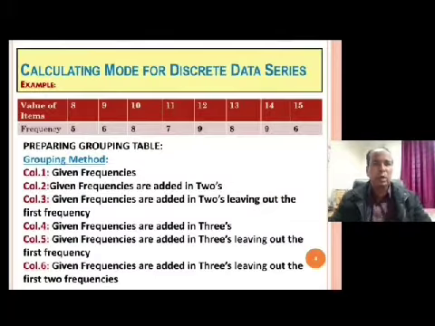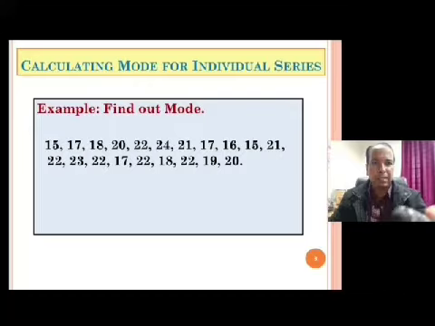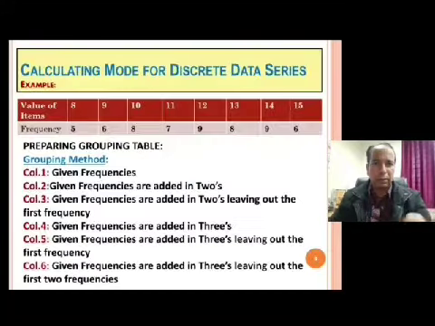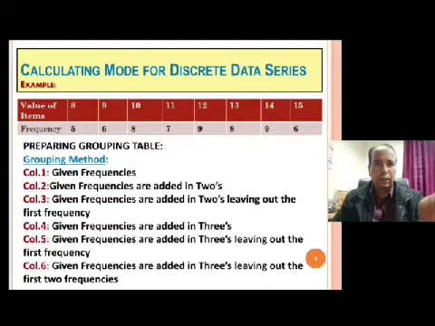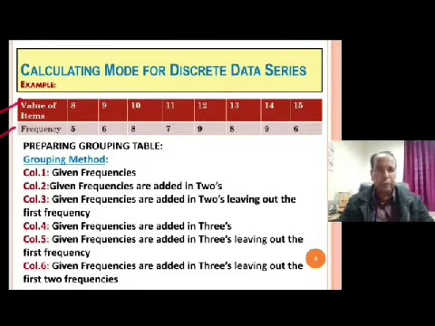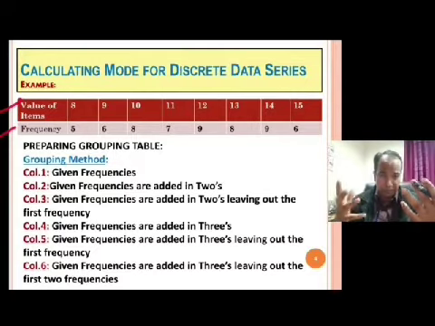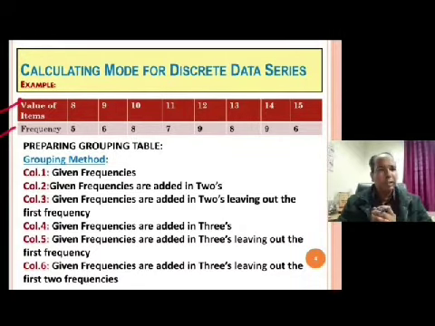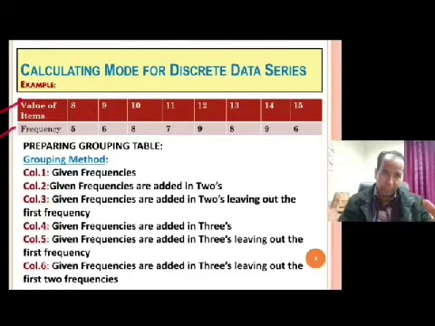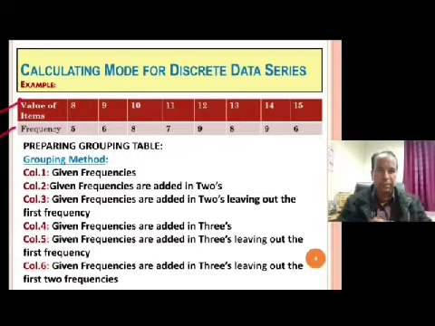Now for the discrete data series, how will mode be calculated? An example is given before you. In the problem, the values of items are given in the first row, then the frequency in the second row. There is one problem: the inspection method cannot be used because the data is not distributed symmetrically.